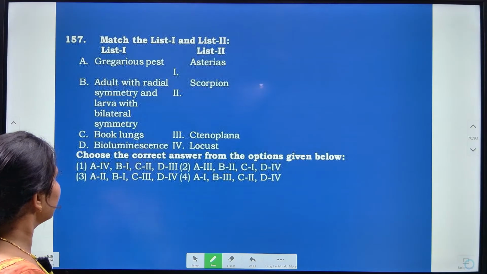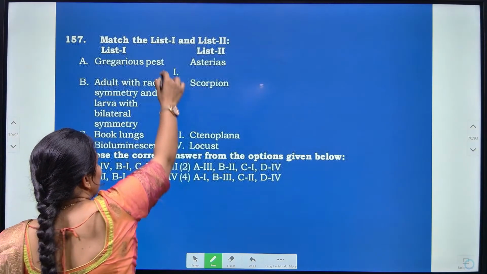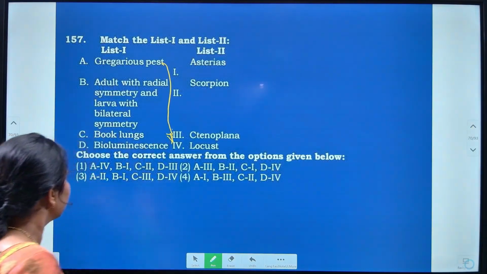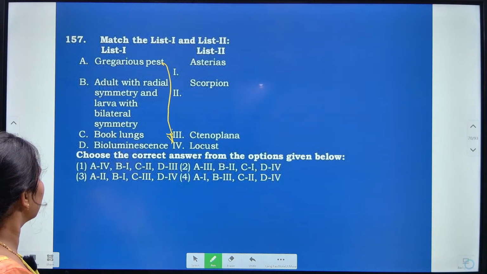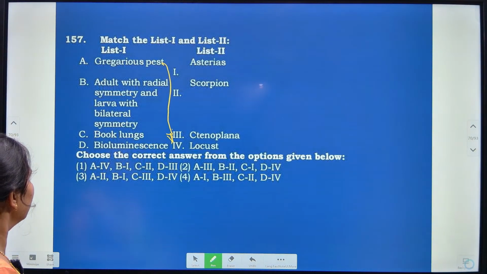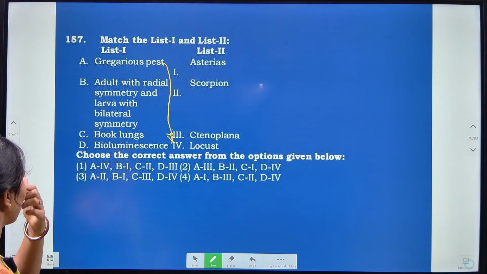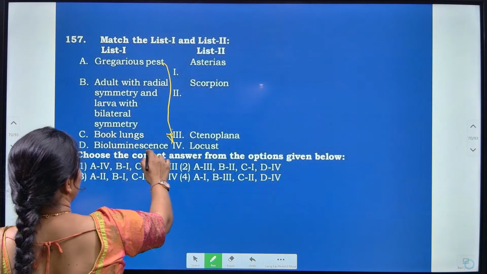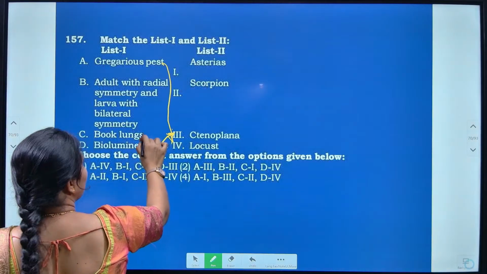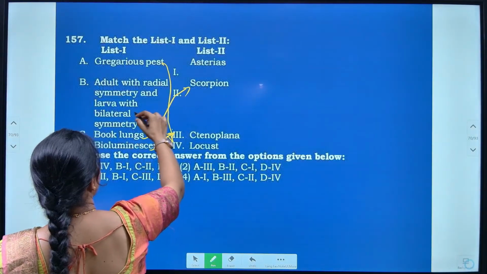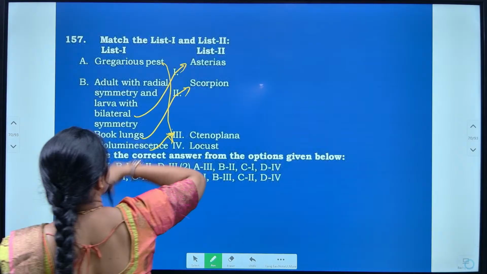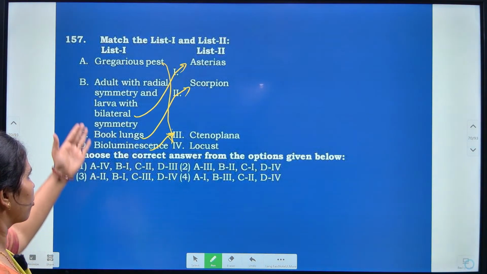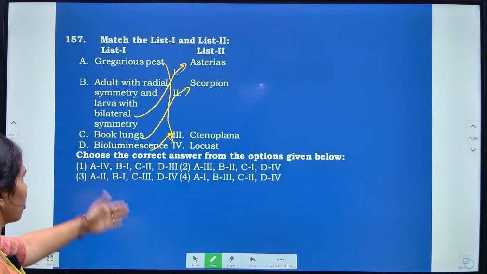So it is a gregarious pest. The pest will always be the locust. Yes, this pest will be the locust here. Next, adult with radial symmetry and larva with bilateral. Okay, so it is always with what? Always with the bioluminescence with Ctenoplana. Book lungs, they are present in scorpion, and symmetry is with Asterias, that is the what? The starfish here. So I have matched it here. You please go with the correct option here.